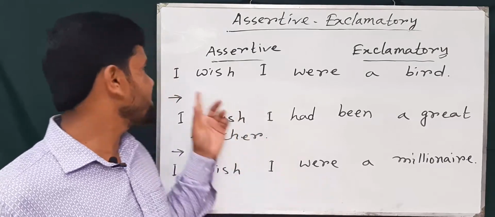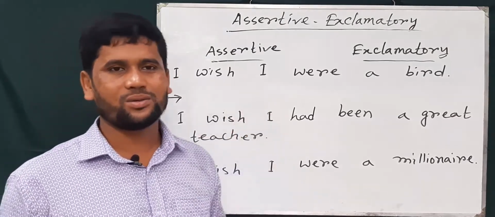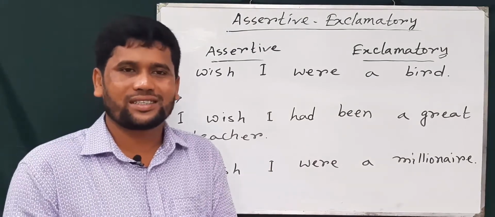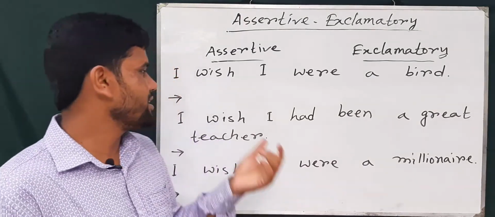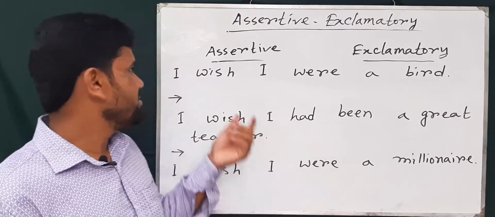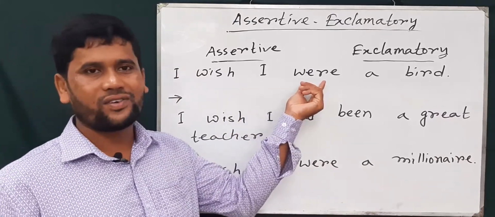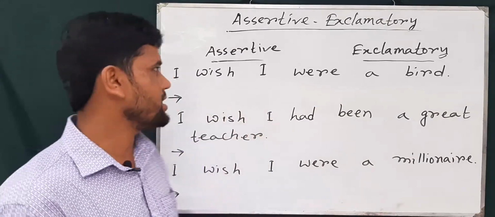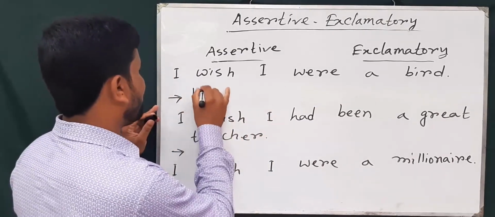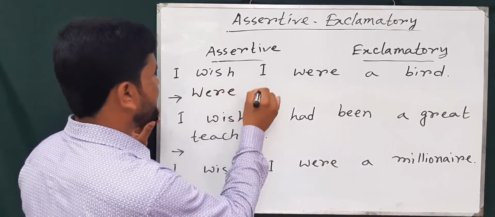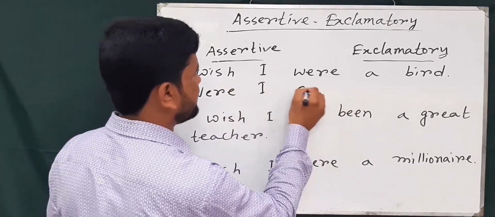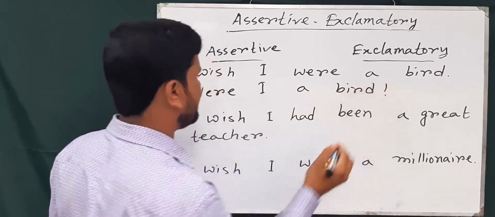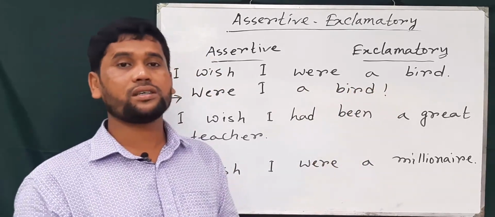If we find subject plus wish plus subject, we can use if, where, had, would, that, could at the very beginning of an exclamatory sentence. But here we find where. If we find where, we can start the exclamatory sentence with where, just like this: where, then subject, then next part, where I a bird, and at the end we use an exclamation mark.